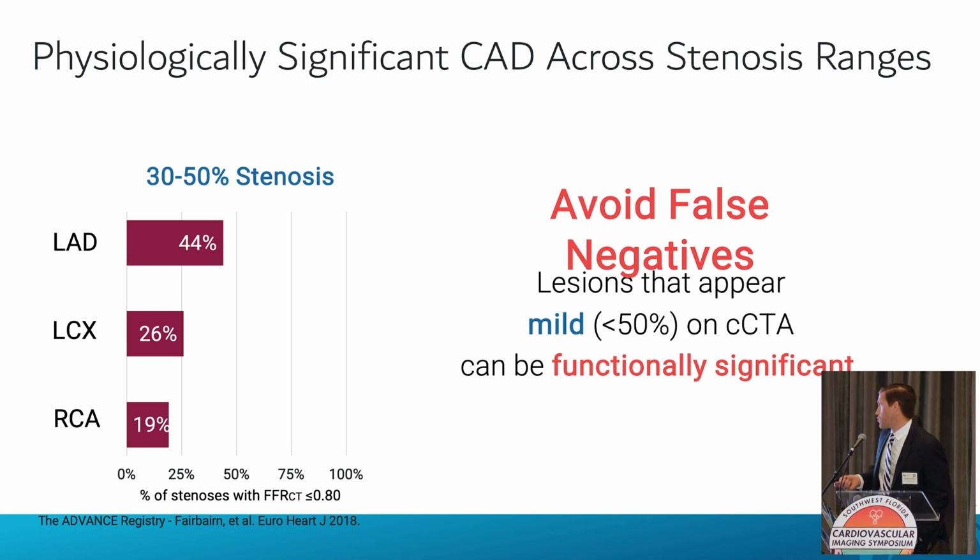If we look at the ADVANCE registry data and we look at stenoses in that 30 to 50% range, which are CAD-RADS 2, kind of mild stenosis by CT alone, 44% from this registry were hemodynamically significant and had a positive FFR. That's significant. About a quarter to a fifth of the lesions in the circumflex and the RCA also had positive FFRs within this mild range. And so lesions that appear mild angiographically on CT can still be functionally significant. So we avoid false negatives by incorporating FFR.